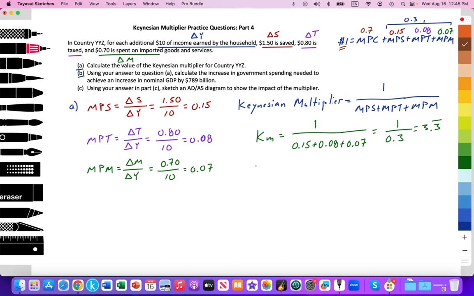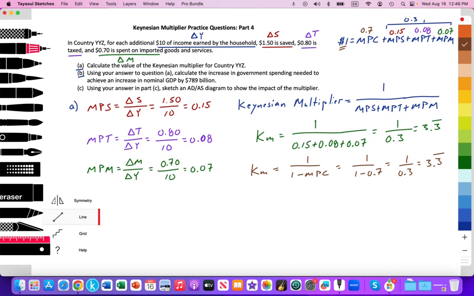The other way of calculating the Keynesian multiplier is also equal to 1 over 1 minus the marginal propensity to consume, which you can see is 0.7. 1 over 1 minus 0.7 equals 1 over 0.3, which equals 3.3 repeating. So we have answered question A. The value of the Keynesian multiplier is 3.3 repeating. For every additional dollar that's injected into the circular flow, the economy will expand 3.3 repeating times.